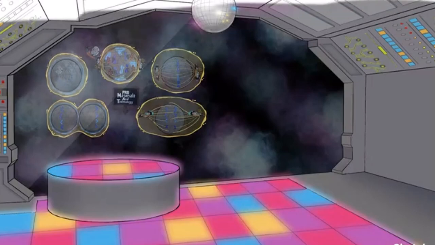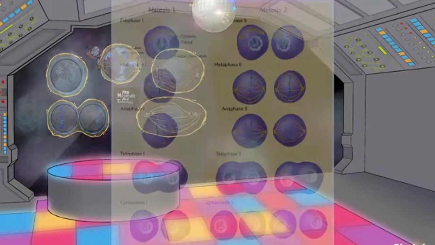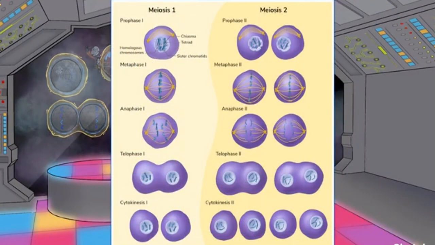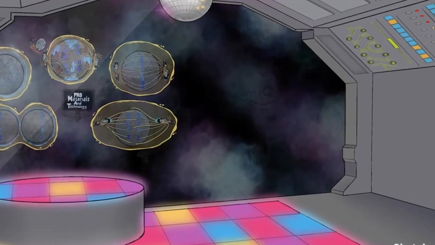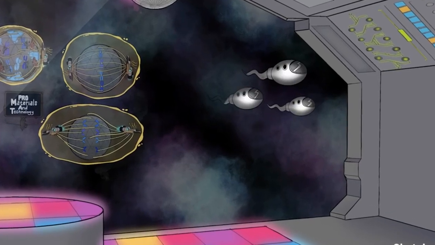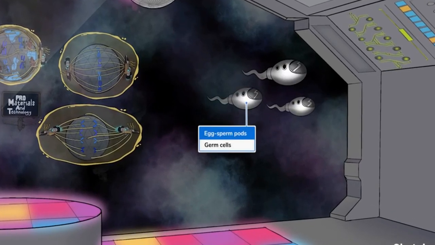And on that note, let's talk about meiosis. Meiosis is the process where a single diploid cell goes through 2 rounds of division to generate 4 genetically diverse haploid daughter cells with just half the usual number of chromosomes. Meiosis occurs in germ cells of sexually reproducing organisms. Remember that germ cells give rise to the gametes, egg and sperm. To show that, we drew these egg sperm pods.